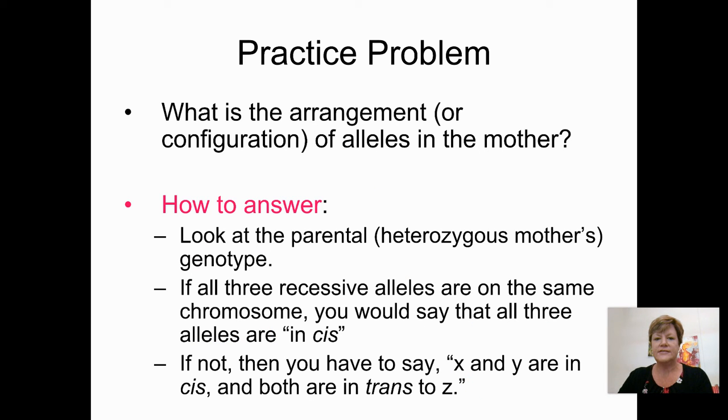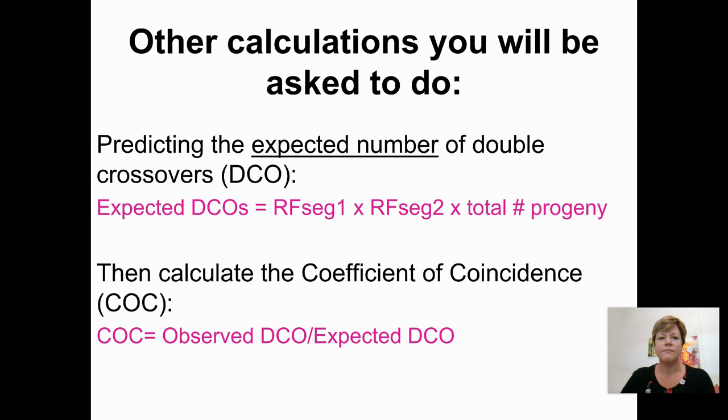All right, so that is the answer. And you really need the whole sentence: X and Y are in cis, both in trans to Z, or Z is in trans to both of them, either way.